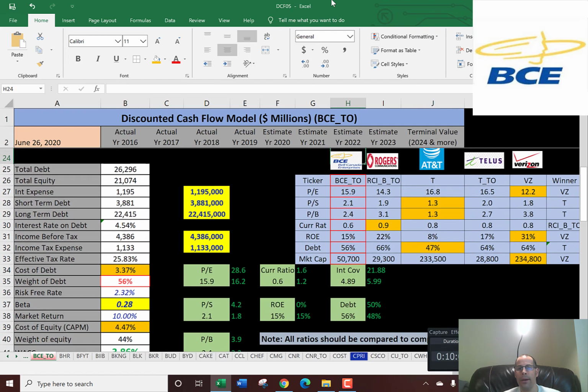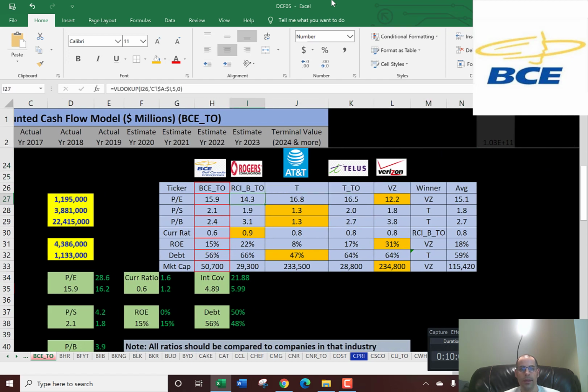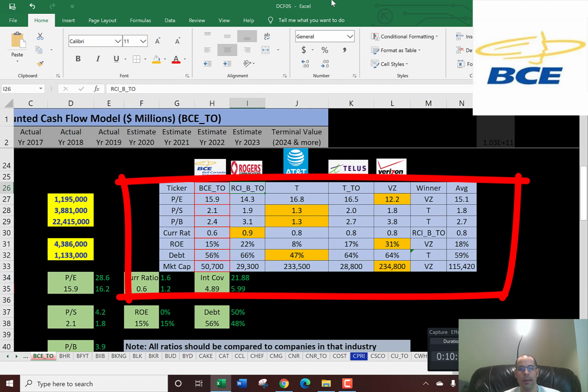Now let's compare this company to its competitors. So Bell is in the same industry as Rogers, which is also a Canadian company, and TELUS, which is another Canadian company. And I also have AT&T, an American company, and Verizon, another American company. So Bell has about an average PE compared to its peers. They're also pretty close to average in price to sales and also price to book. So it seems like all the ratios are about average.